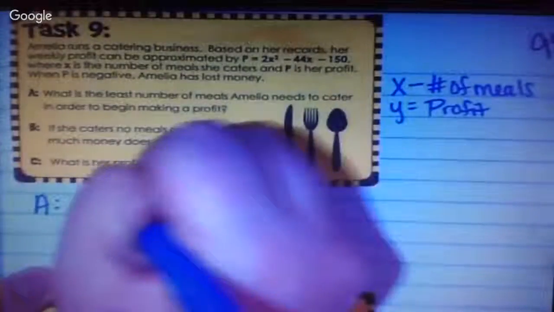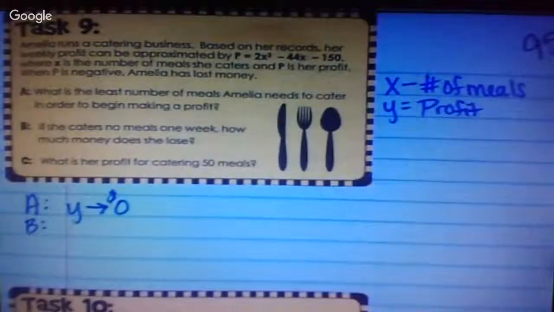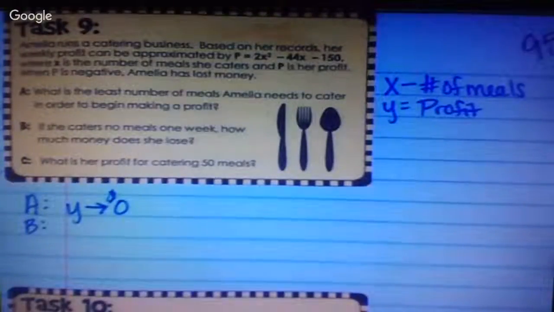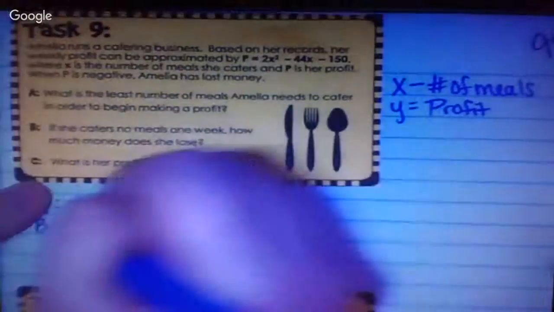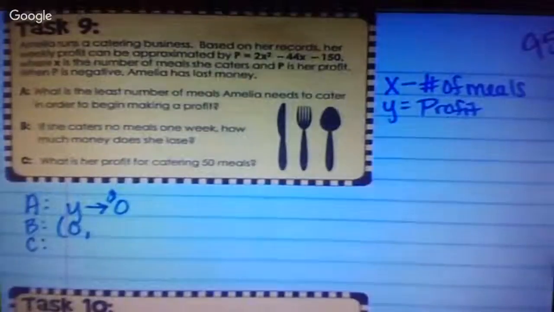Okay, I want my dollar value to be 0. B, if she caters no meals, how much money does she lose? So what is 0? If I'm catering no meals, my X is 0. I need to know what my Y is. What is her profit if we cater 50 meals? So what is 50?